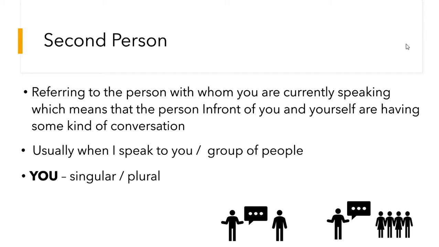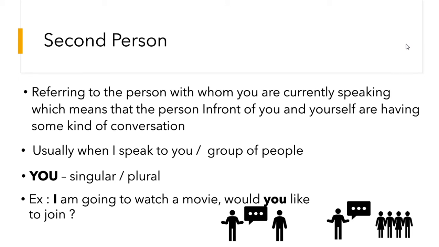So let's take an example here. I'm going to watch a movie. Would you like to join? So the speaker here is I, meaning the first person, and he is addressing another person. So that person is the second person. That person we represent using the pronoun you. I am going to watch a movie. Would you like to join?